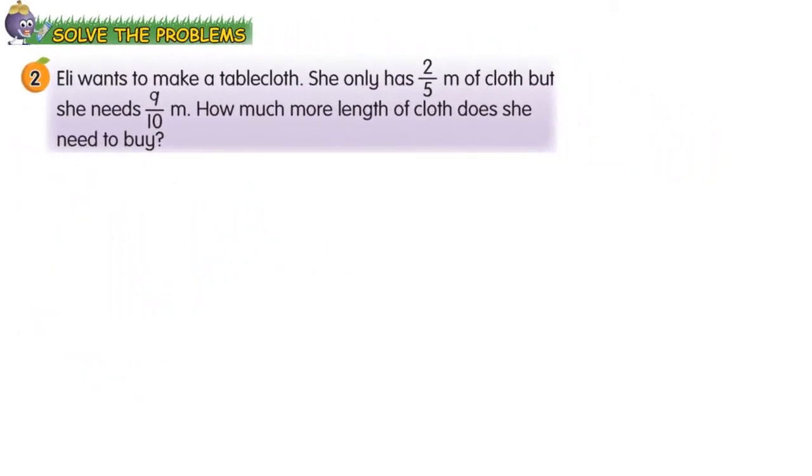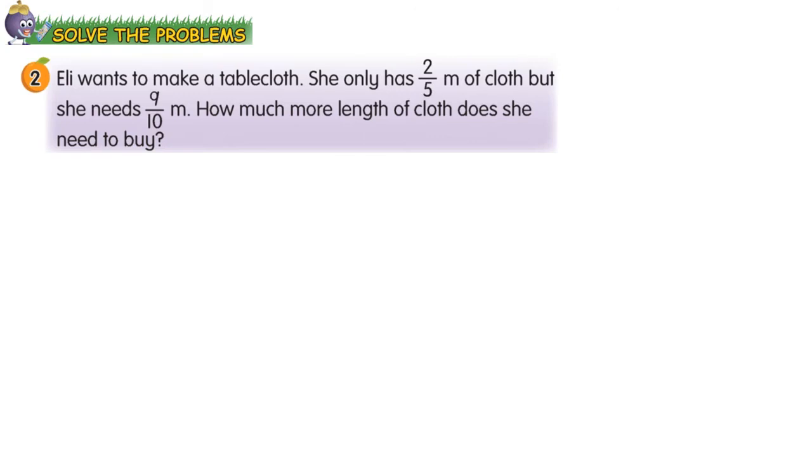Let's look at the second question. Ellie wants to make a tablecloth. She only has 2/5 meter of cloth, but she needs 9/10 meter. How much more length of cloth does she need to buy?